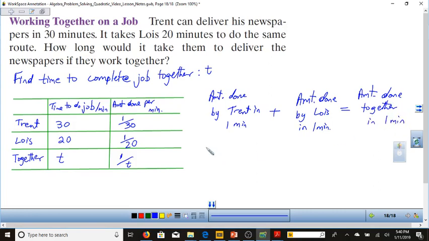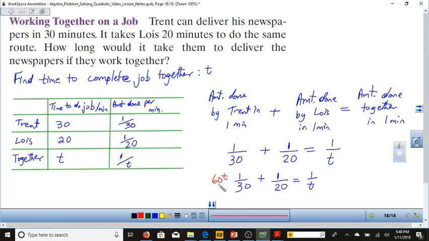So the key here then is to add these two quantities, 1 over 30 from Trent's amount done in 1 minute, plus 1 over 20 for Lois, and that will be how much they do together in the 1 minute. And all we have to do now is solve this simple equation. We multiply both sides by the common denominator, which in this case is 60t. So I'm going to multiply the left side and the right side by 60t.